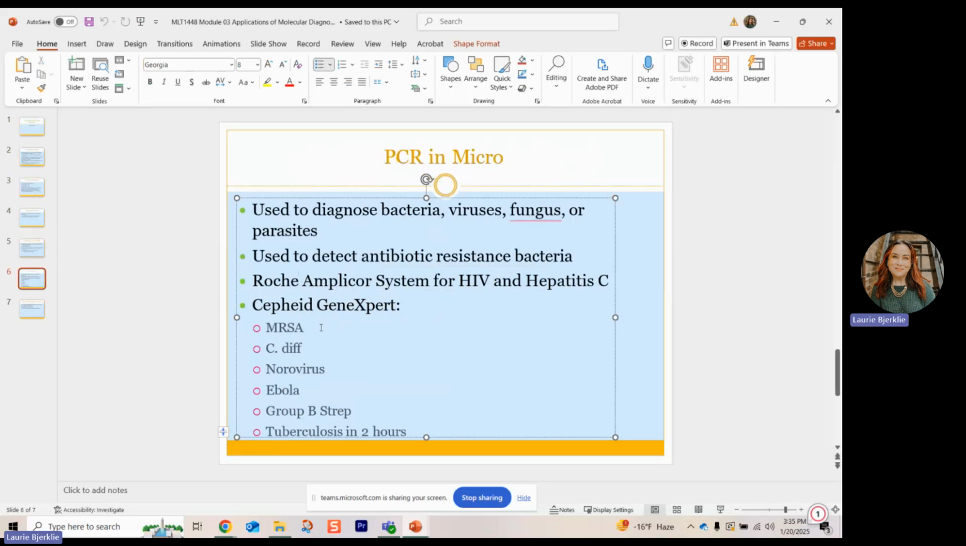So MRSA, we will discuss in a couple weeks. But if you've never heard of it, just hang on. You will in a couple weeks. C. diff is a common one. You get to know about C. diff real quick when you work in a hospital, nursing home, or clinic.